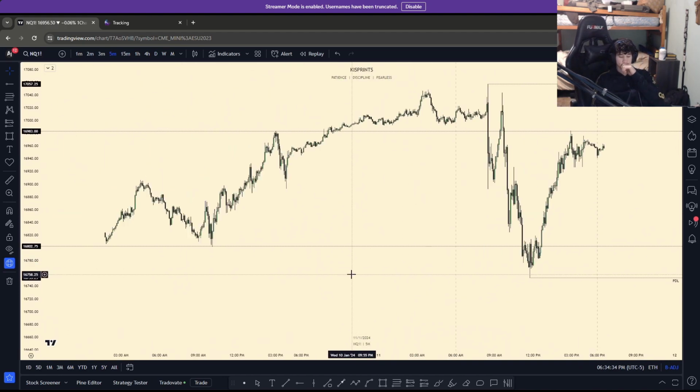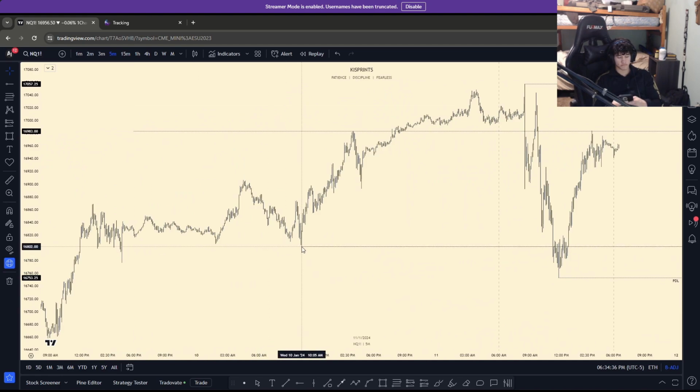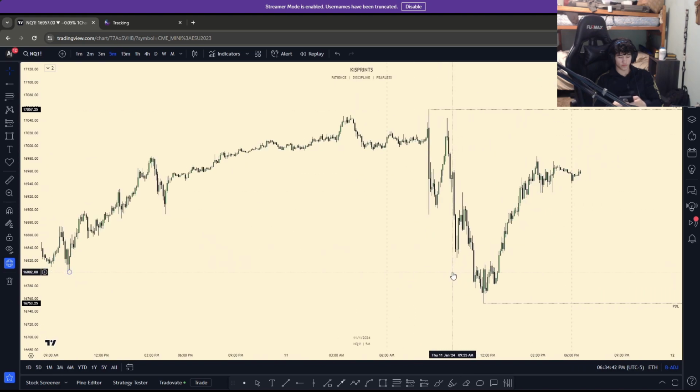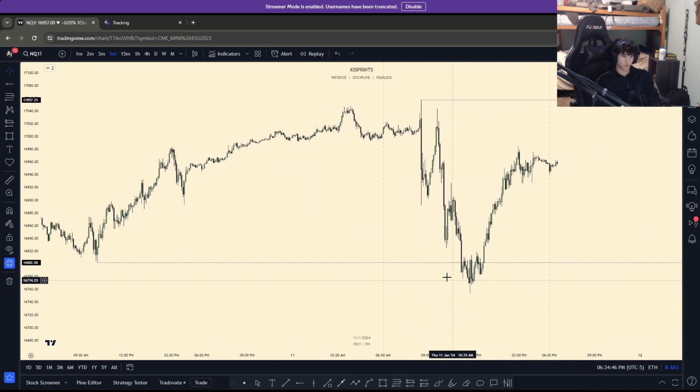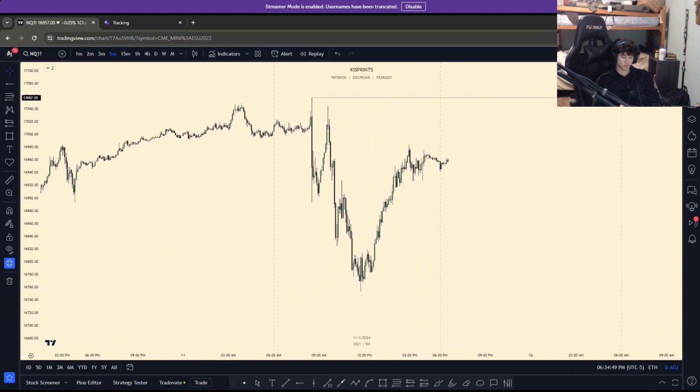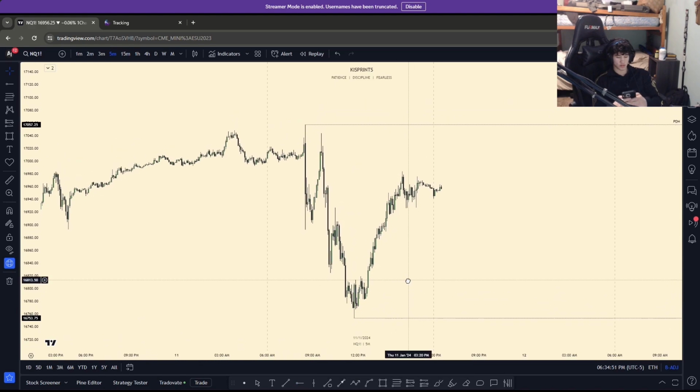No, you're good. But yeah, look, previous day low was here. And obviously previous day high was taken out. So if previous day high was already taken out during the overnight session, what does that leave you with? A bearish bias. That leaves you with a bearish bias, exactly.